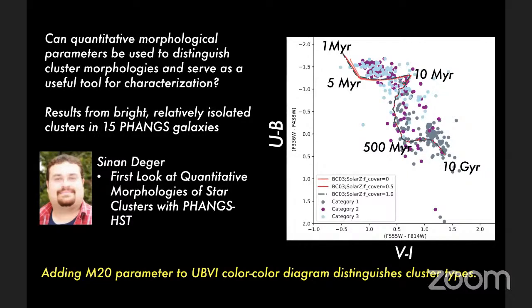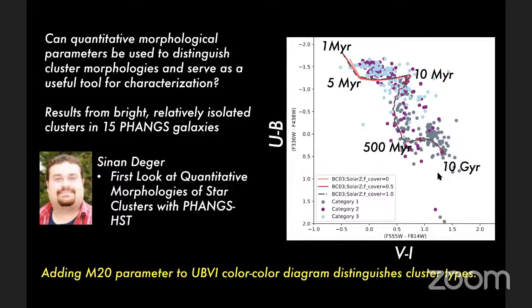So Sinan is applying quantitative morphological metrics that were initially developed for galaxy studies, like the concentration, asymmetry, smoothness index CAS, that was, I think, developed by one of the speakers that will be giving a talk in the next few weeks for you, and also the Gini M20 parameter. And he's applying these quantitative morphological parameters to the clusters now instead of galaxies. And in his initial work, he's using a sample of bright, relatively isolated clusters in the 3 classes that I just described across 15 PHANGS galaxies.